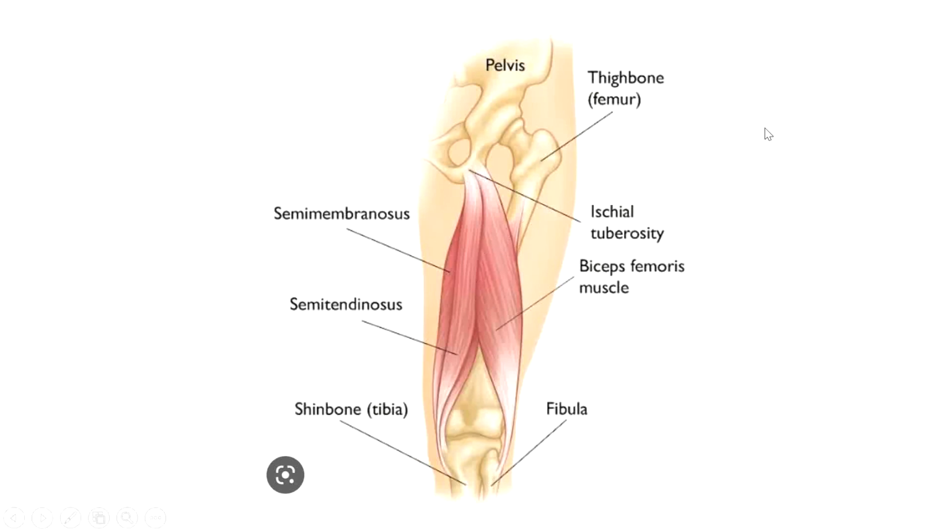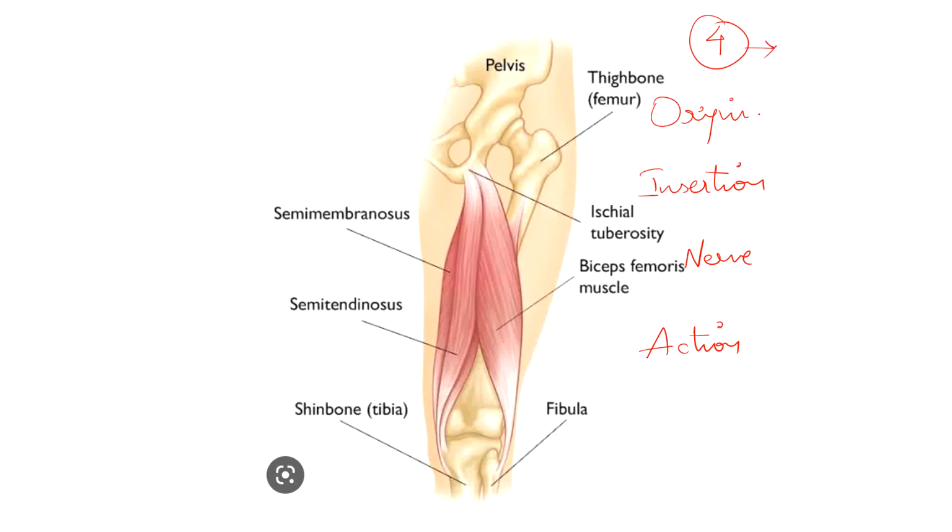To call it a hamstring muscle, it has to follow four criteria. Any muscle is studied under four headings: origin, insertion, nerve supply and action. So what are the four criteria to call it as a hamstring muscle?